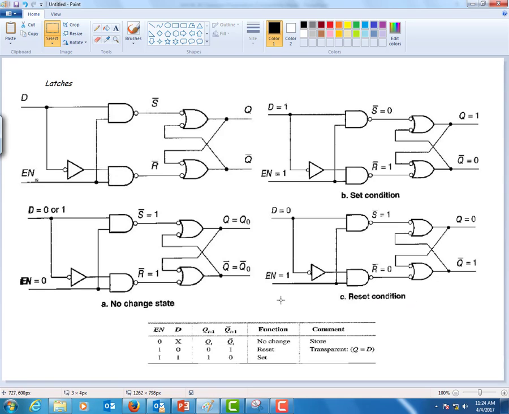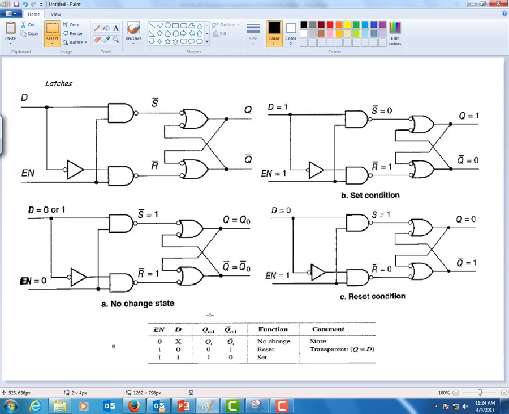And finally, if you look at a truth table, you can see that if your enable is 0, it doesn't matter what D is, that's what the X refers to, that at Q at t plus 1, it's going to be what it was at Q at t. In other words, there's no change. That's what this is saying. But if you have an enable, if D is 0, Q is 0. And if D is 1, Q is 1. So remember that Q follows D.